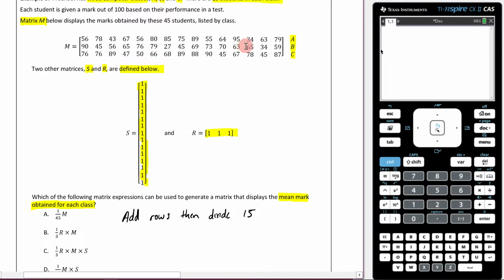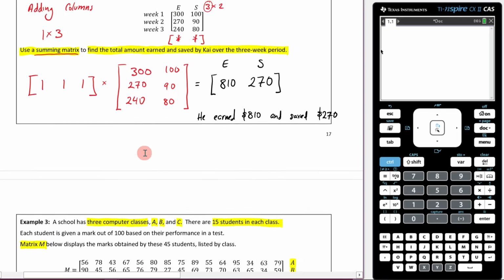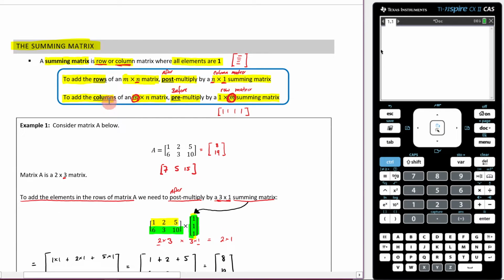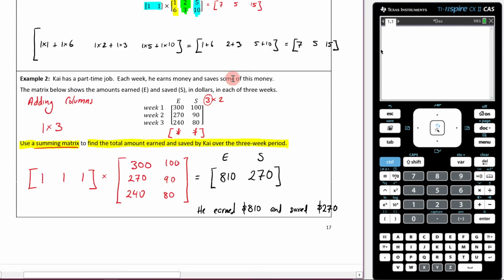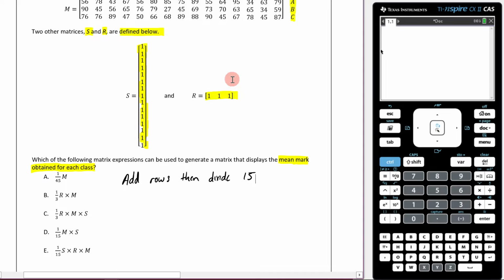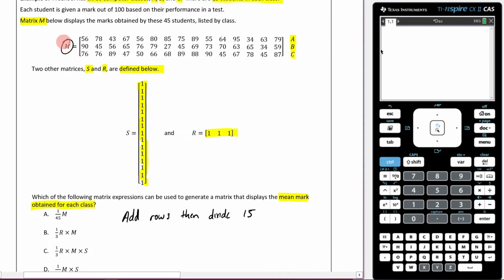So if I want to add the rows, do I use a column matrix or a row summing matrix? Well, we know that we use a column matrix. This is where we could come up and check with our notes here. To add the rows, you want to post multiply, so multiply after it, by a column matrix. So, all right, we'll come over here. That means I want to start with M. I want to post multiply by my column matrix, and then I want to divide by 15.